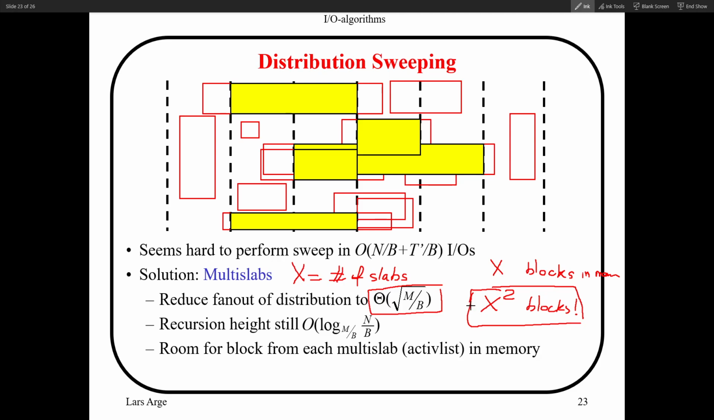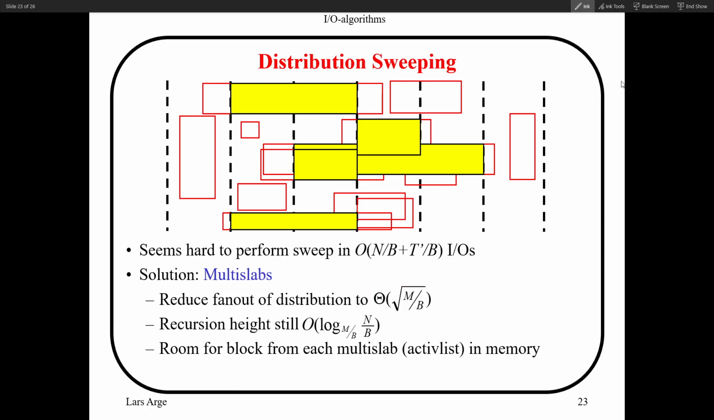That's the first effect. But the secondary effect of reducing this fan out is actually not very big, because if I distribute the input into square root m over b slabs, then the size of the input goes down inside the recursive call by a square root m over b factor, essentially by factor x. And of course, log of square root m over b is the same as log of m over b, just with the factor 2, which disappears into the O notation. So I could easily afford to reduce the number of slabs from m over b to square root m over b without changing anything in the asymptotic running time.